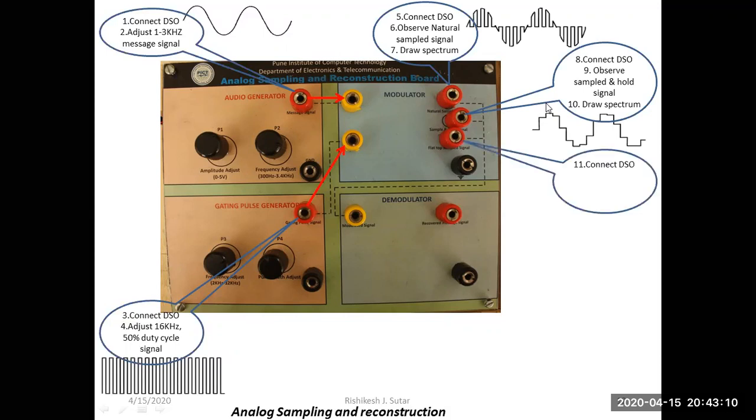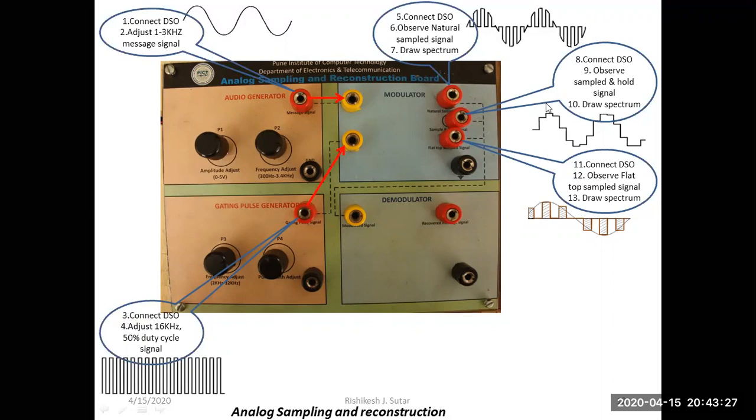At the third output of modulator block, I can observe flat top sample signal, its time domain version, and also I can see the spectrum on the DSO for flat top sampled signal.